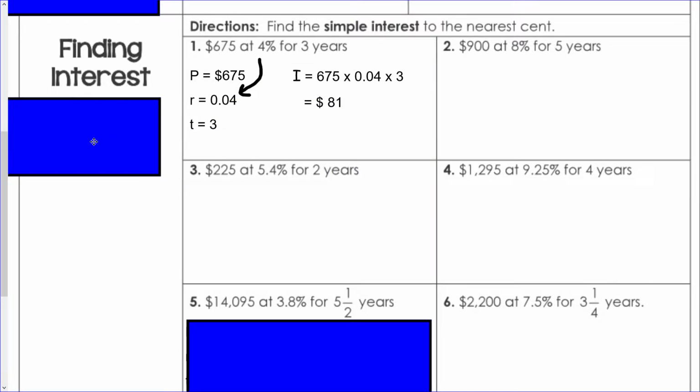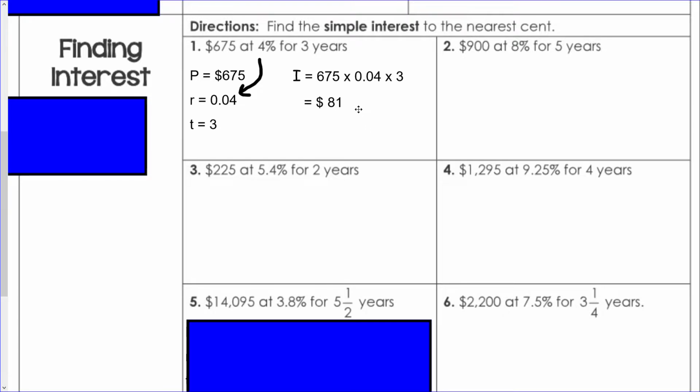And then the calculation is quite straightforward. Your interest is just these 3 numbers multiplied together: principal times rate times time. And here I'm using the actual multiplication symbol to hopefully make things clearer. Multiply those together and that's $81.